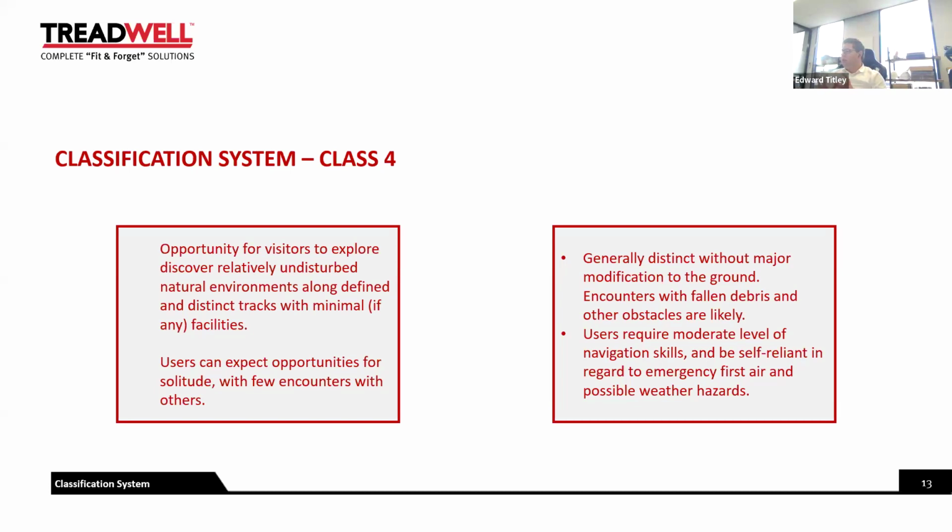In regards to the characteristics of a Class 4 track, the track is generally distinct without major modification to the ground. Encounters with fallen debris and other obstacles are likely, and users require a moderate level of navigation skills and to be self-reliant in regard to emergencies such as air and weather hazards and so on.